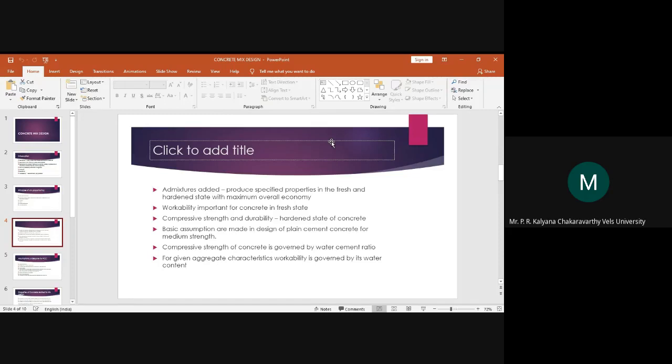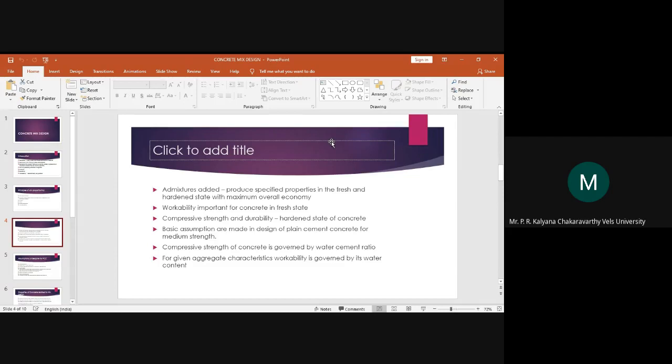As we are going for huge concrete mixes, I already discussed these points. As we are going for RMC, we are going to shift the fresh concrete mix from one area to another area, so it's going to undergo transportation and traveling. As the duration increases, you have to maintain the setting time, the strength, and the durability. So for maintaining all these factors, we are using admixtures. Admixtures will produce specified properties in fresh and hardened state concrete, maintaining the overall economy.